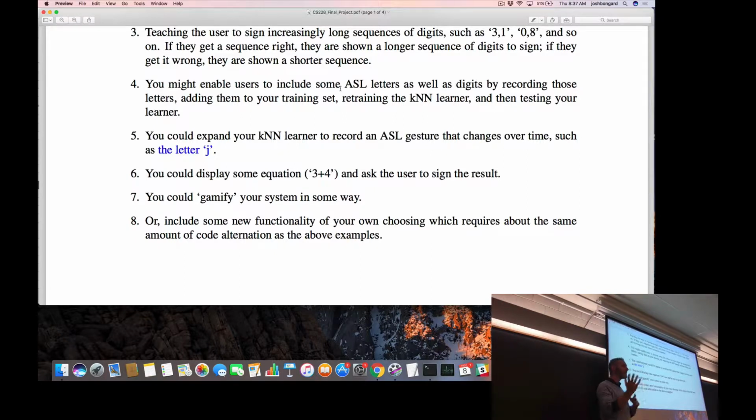You could try and gamify your system in some way. You get additional points for doing certain things. You can unlock achievements and badges and so on. Can you incentivize users to progress through this educational system? As we all know as students, it's not always fun to learn. Can you make it a little more fun to learn ASL? Or again, as I mentioned, include some functionality of your own choosing. It should be something at about this level of difficulty.